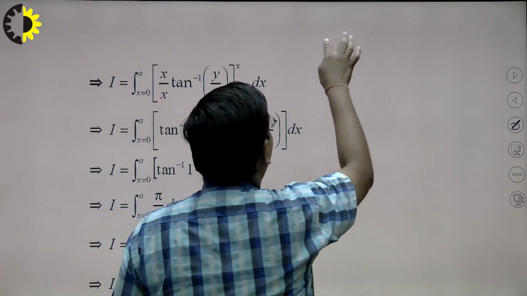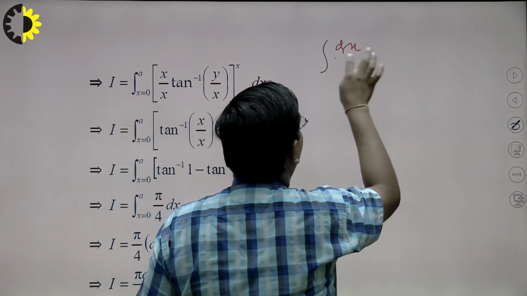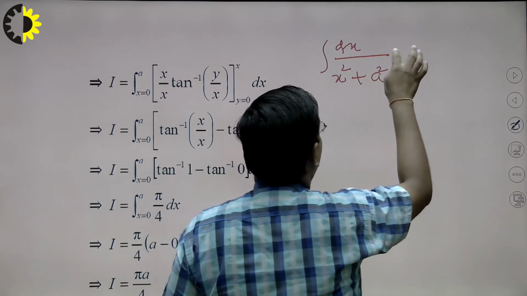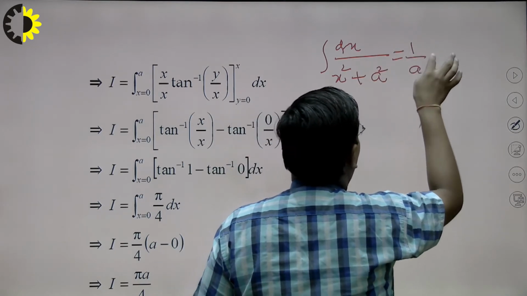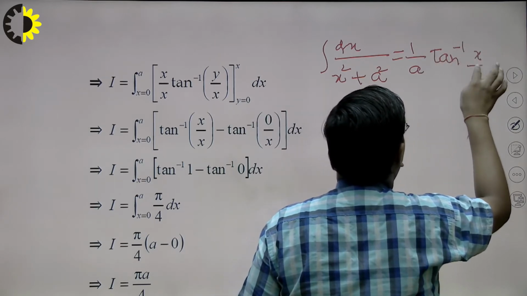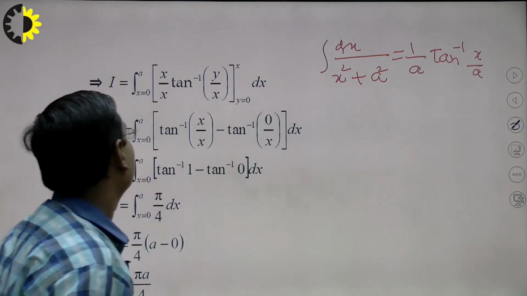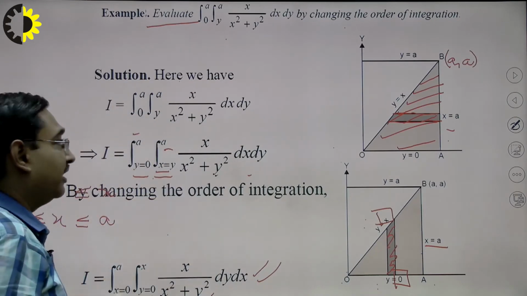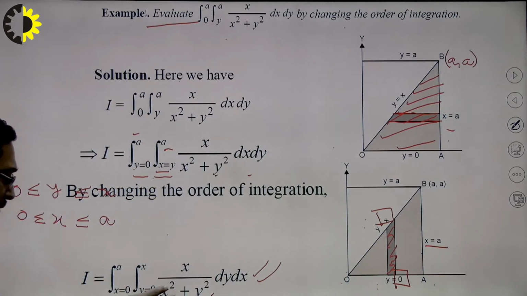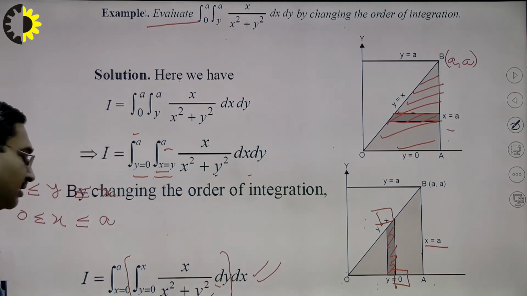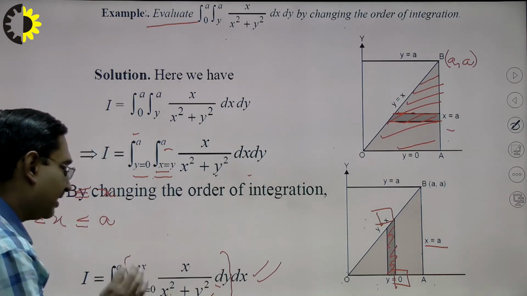Because the integration of 1 by x square plus a square is 1 by a tan inverse x by a. So this integral can be evaluated using that formula, because we are to integrate with respect to y first. So x will be treated as constant, and in this integral this x will work as a.